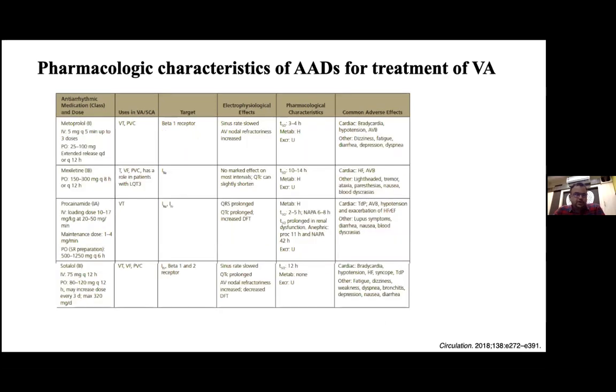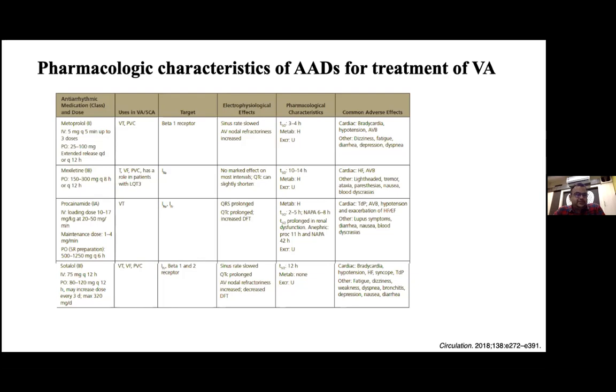Then the metoprolol, which is given IV in a dose of 5 milligrams over 5 minutes, can be repeated 3 times, used in VT, and it is a beta 1 selective receptor antagonist. It often slows the rate if the sinus node is slow, it has effects on the AV node, and the refractoriness is increased and can lead to bradycardia and hypotension.